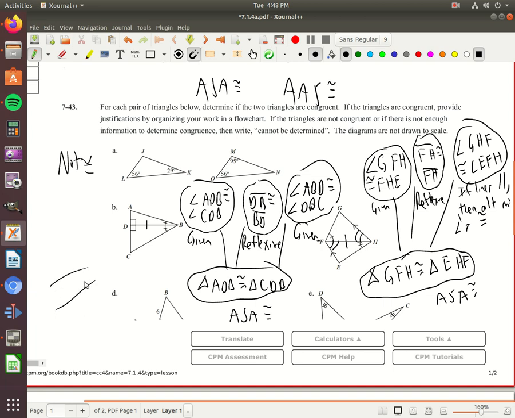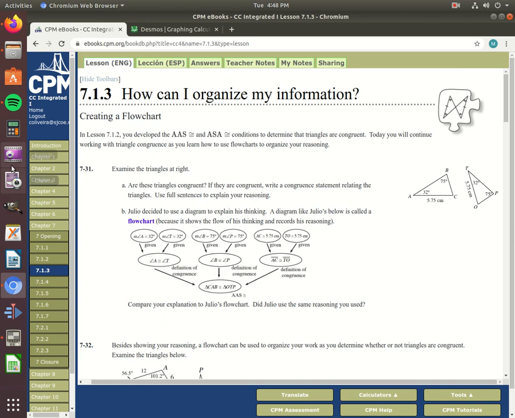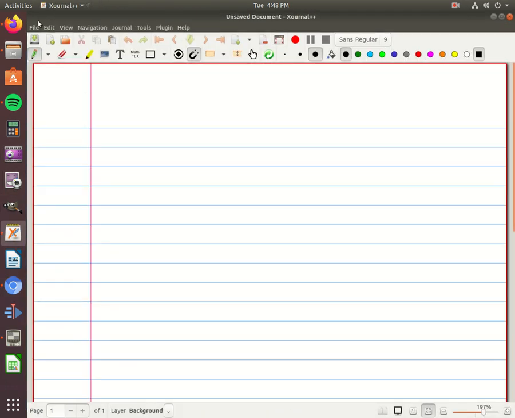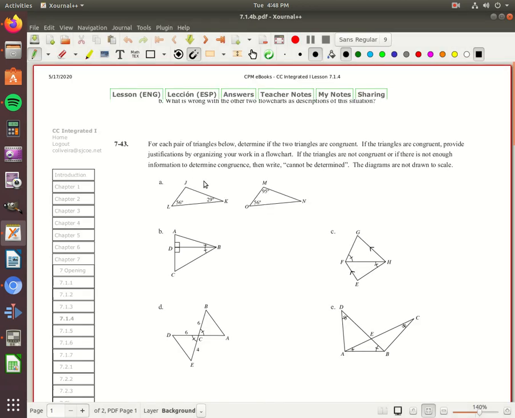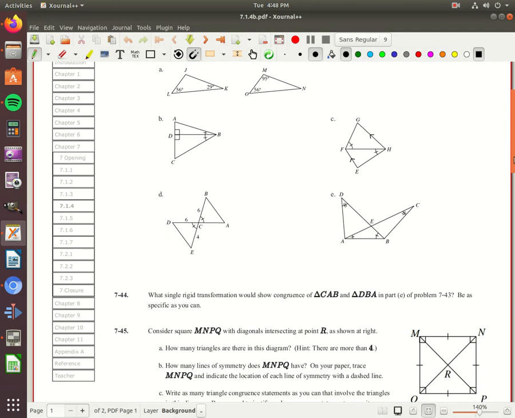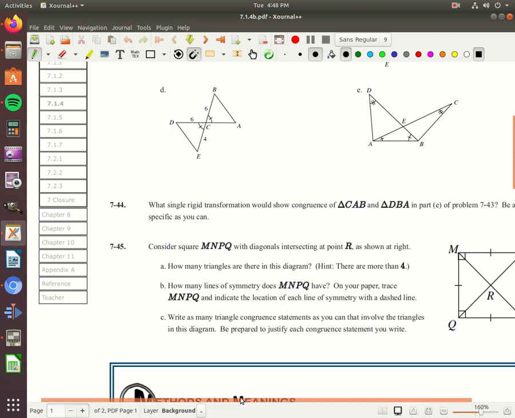And again, that looks like this. These are alternate interior angles. They alternate across the transversal, and they're inside or interior of the parallel lines. All right, so we will go ahead and finish this up by looking at, I guess, D and E, and then we'll go to problems 744 and 745.